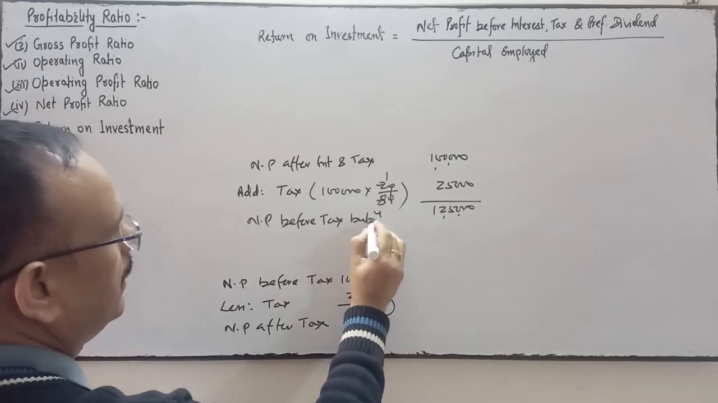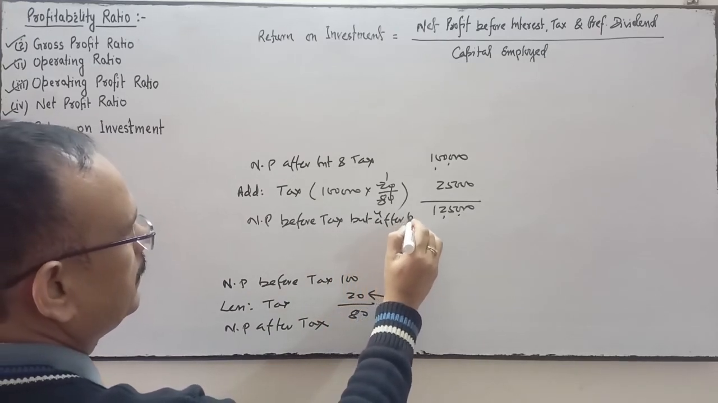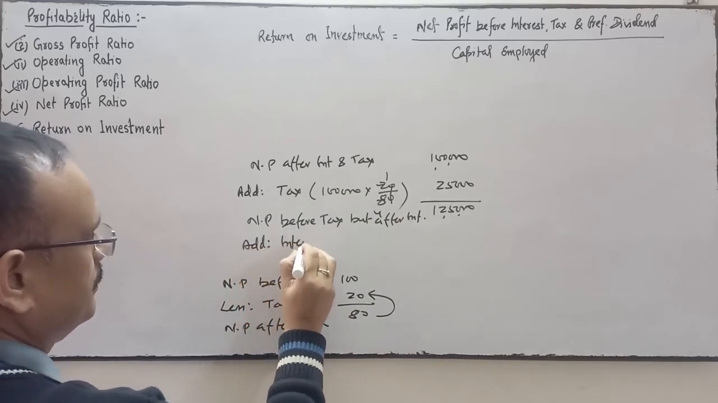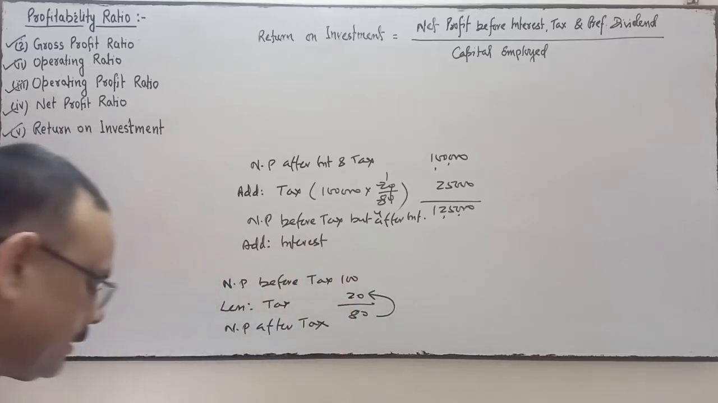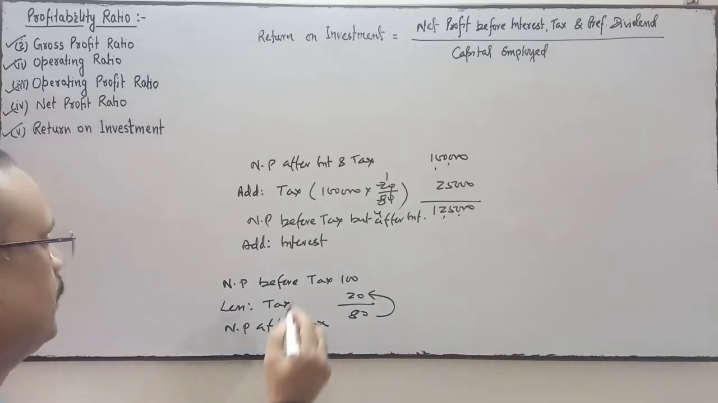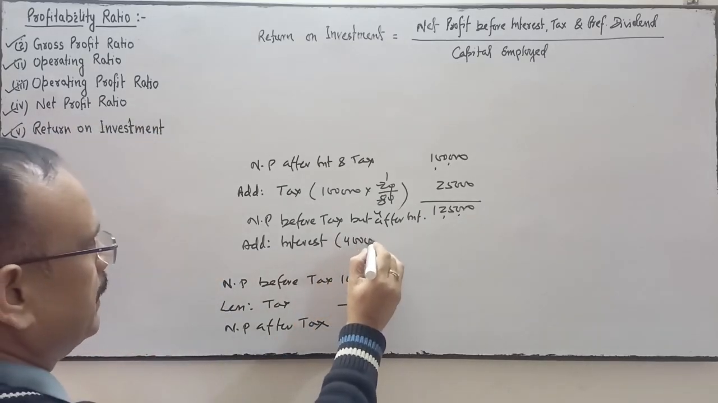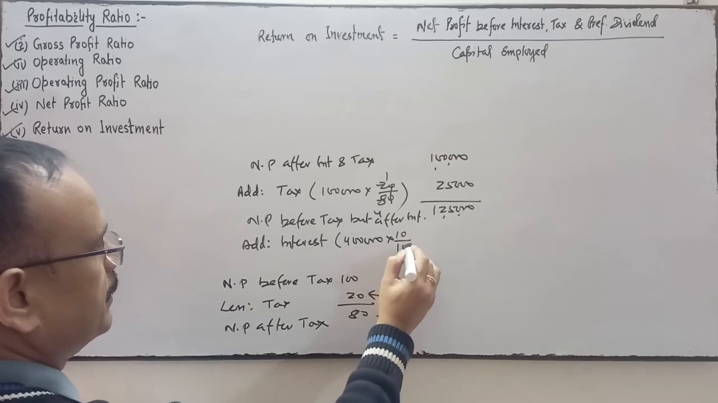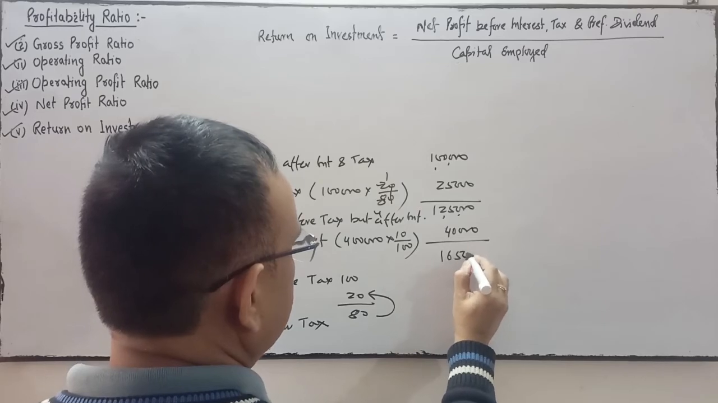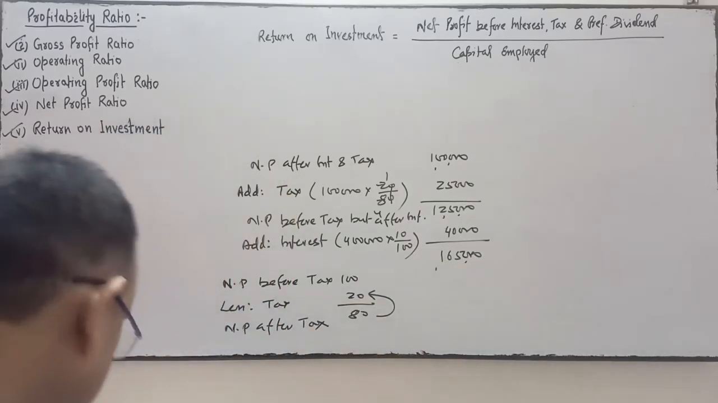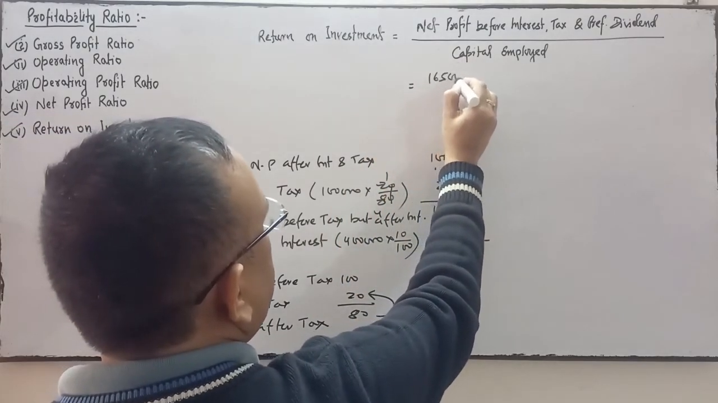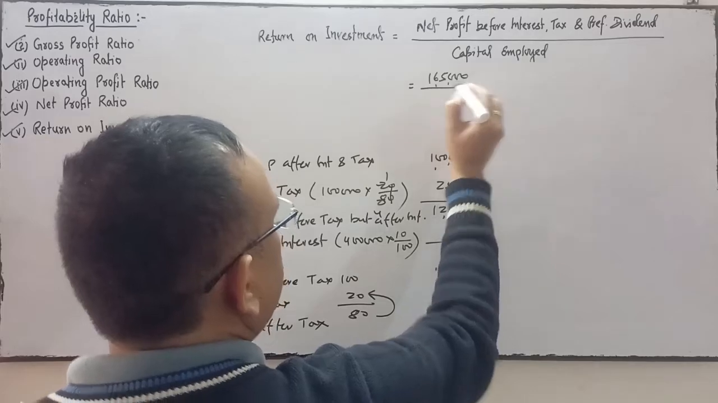But it is after interest, so we'll add the interest. Interest is how much? The 10% long-term debts. Long-term debts is 4 lakhs and the interest rate is 10%. So it is 40,000. So it is 1,65,000. So 1,65,000 is net profit before interest and tax.